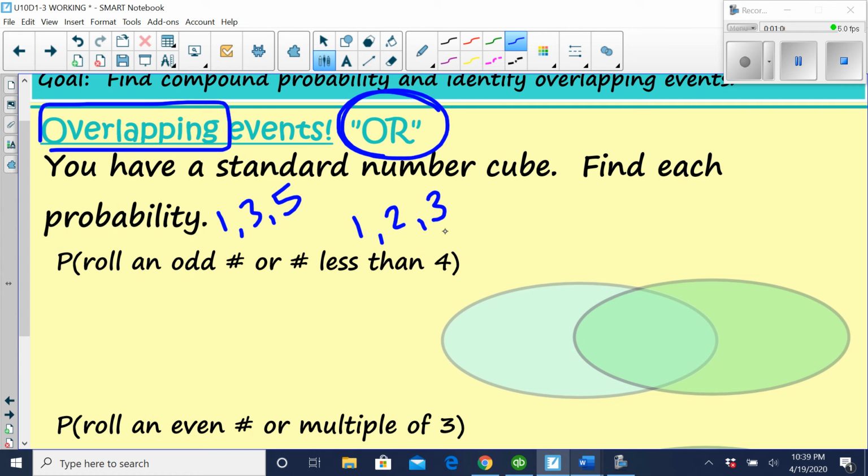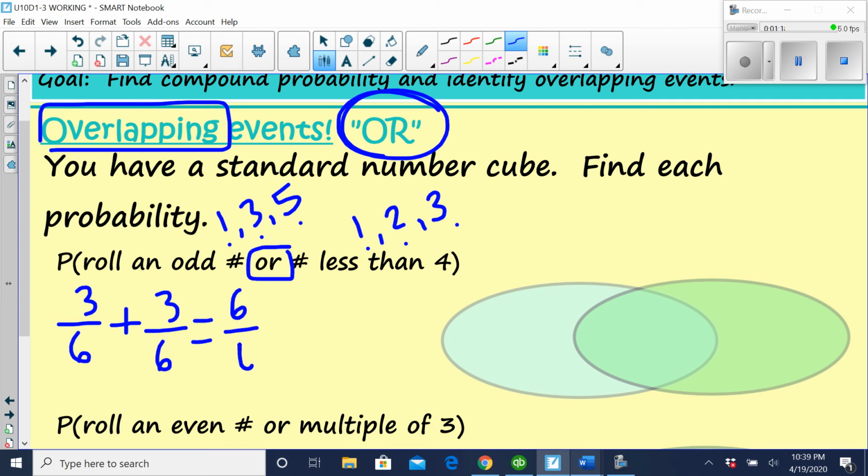Now what we talked about yesterday was we would say, well, there's 3 chances out of 6 to roll an odd number. Or means I need to add them together. The chance that I roll a number less than 4, well, there's 3 of them, 3 out of 6. When I add these together, I get 6 out of 6, which means there's a 100% chance that I'm either going to roll an odd number or a number less than 4. If we think about that, that doesn't quite make sense, because that means I could never roll a 6. Is that true? No, I could definitely get 6. So this is where we would have a case of overlap.